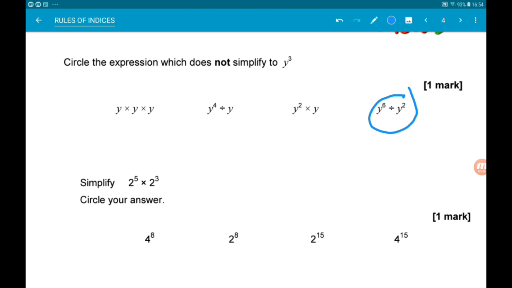Simplify 2 to the power 5 times 2 to the power 3. So that's going to be 2 to the power 5 add 3. So that's 2 to the power 8.